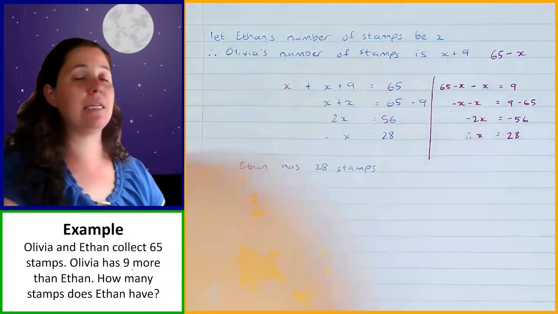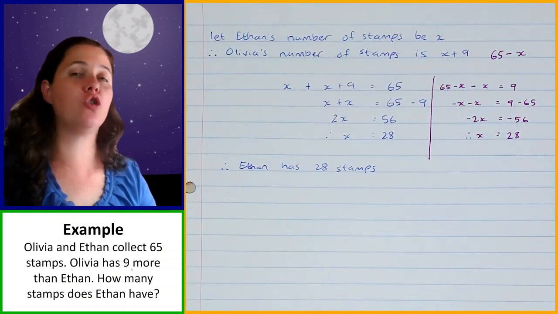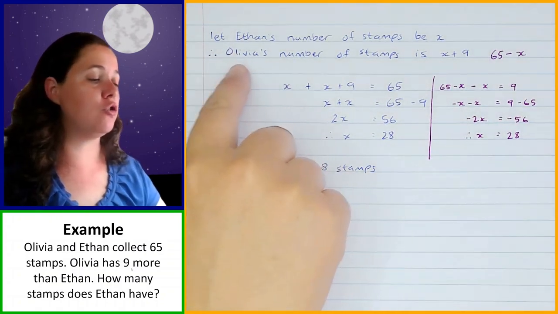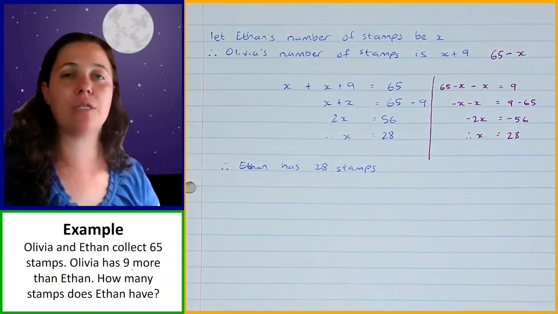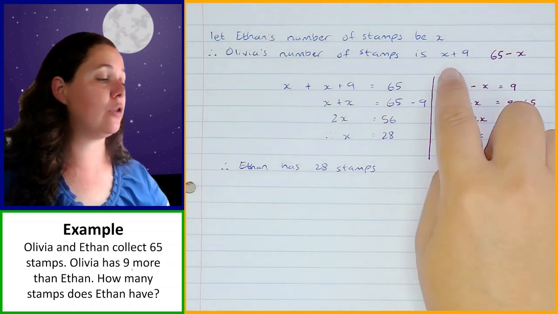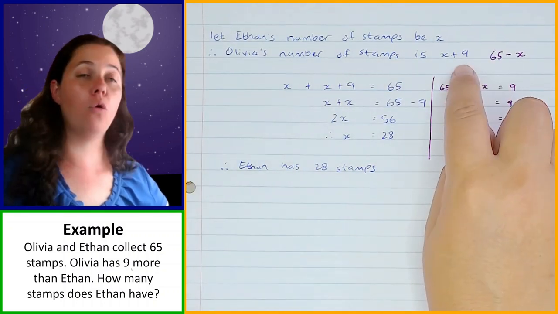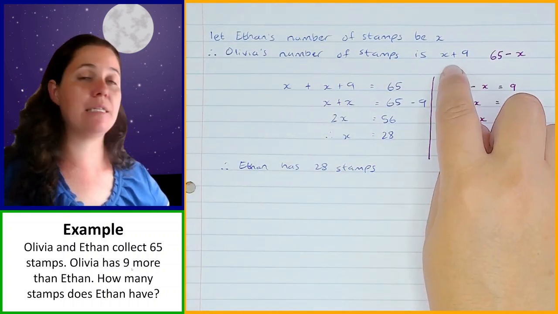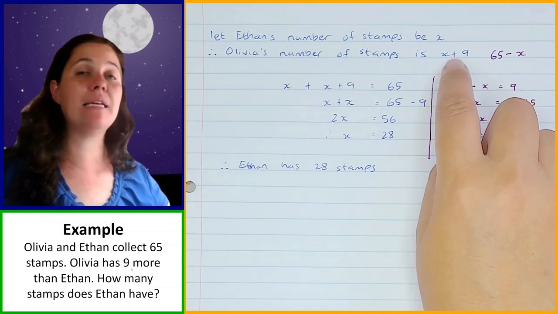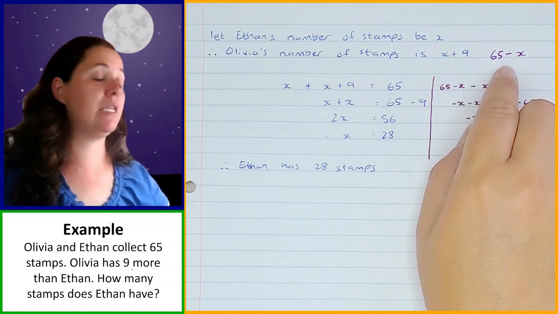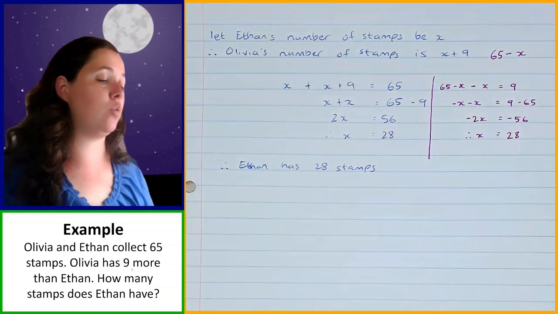So there isn't a wrong way in terms of choosing the wrong information to use to make Olivia's number of stamps in terms of x. I could have used either the total of 65, or I could use this one where it says that Olivia's is 9 more. This is probably the easier one to do, but it doesn't mean that that is wrong. Okay, so either one will work.